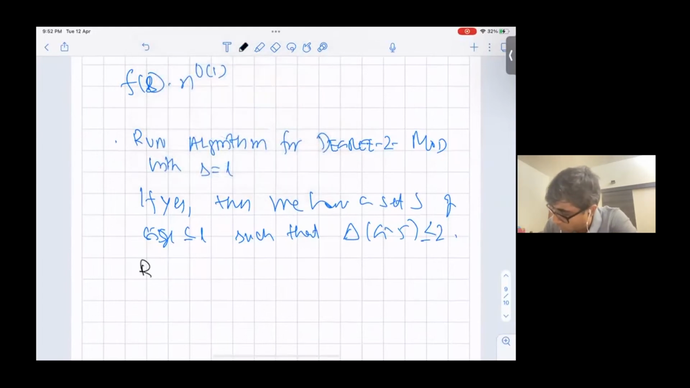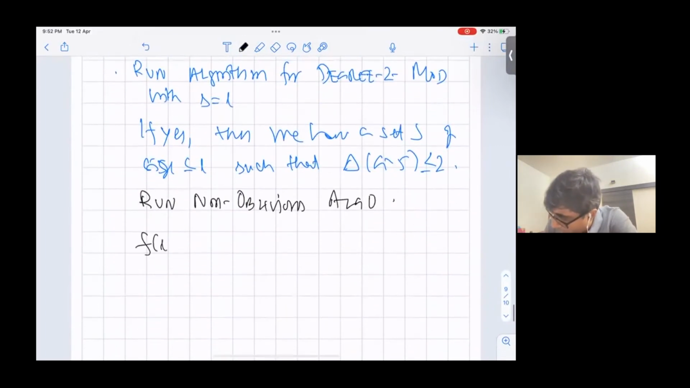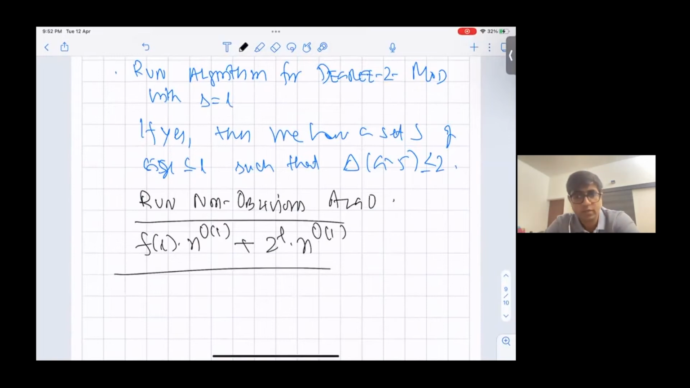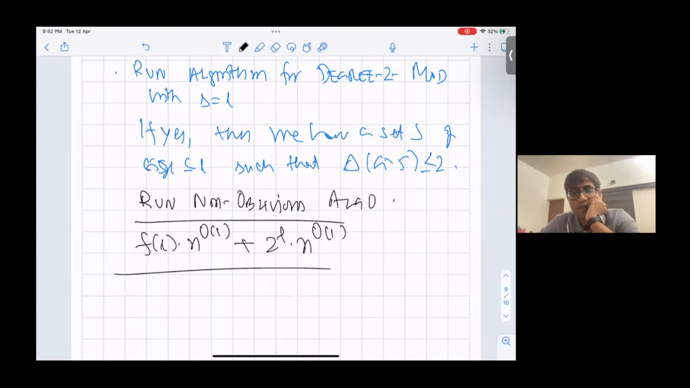Now run the non-oblivious algorithm. So the running time of this algorithm is going to be, if this is f of L, f of L n to the power big O of 1 plus 2 to the power L to the power big O of 1. Is that fine with everybody? Is this algorithm okay, assuming whatever he said? Yes. Okay. Can you design an algorithm for degree 2 modulator then?